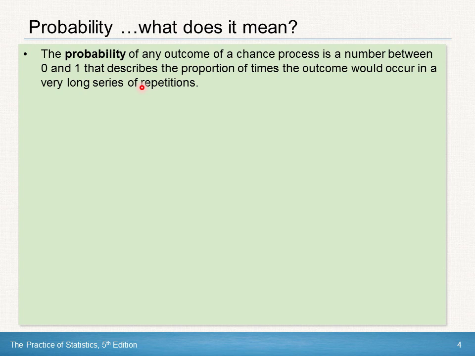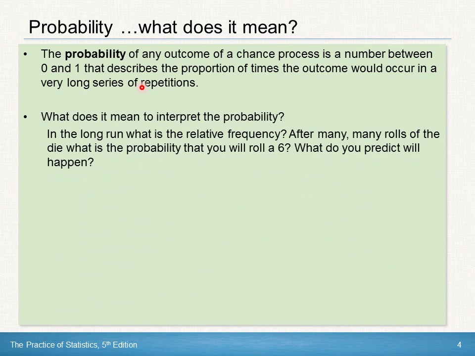If I were to toss that coin 500 times, or roll the dice 500 times, hopefully the probability of getting a 6, which is 1 out of 6, would get closer and closer the more repetitions that I do. All right, so what exactly does it mean to interpret probability? If you get a question that says interpret the probability, it is in the long run, what's the relative frequency? So if I toss a coin 500 times, in the long run, what's the relative frequency that I should get tails?